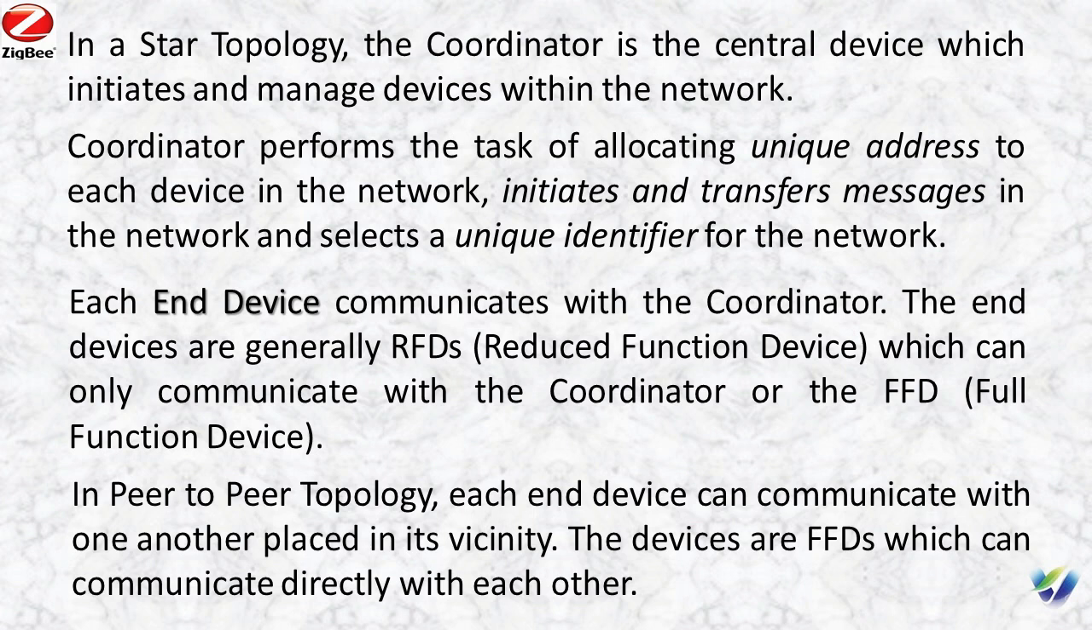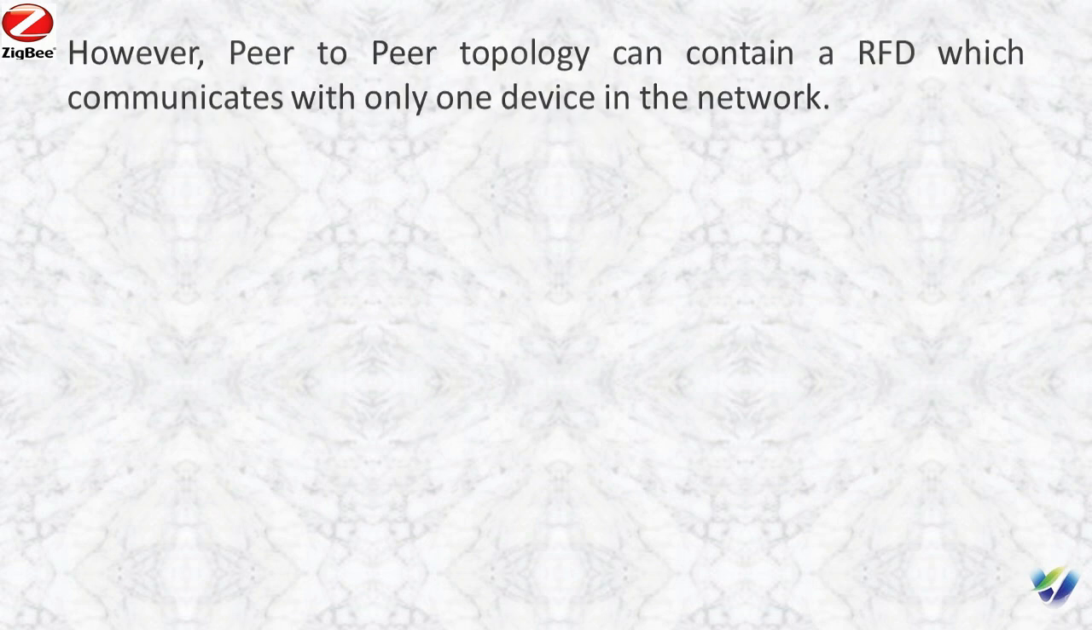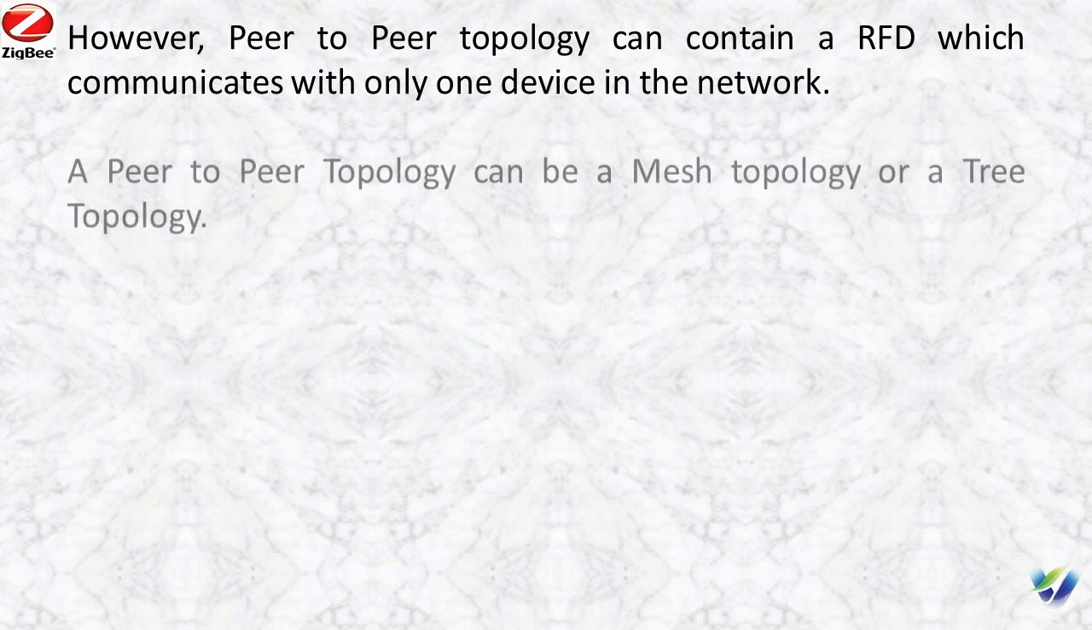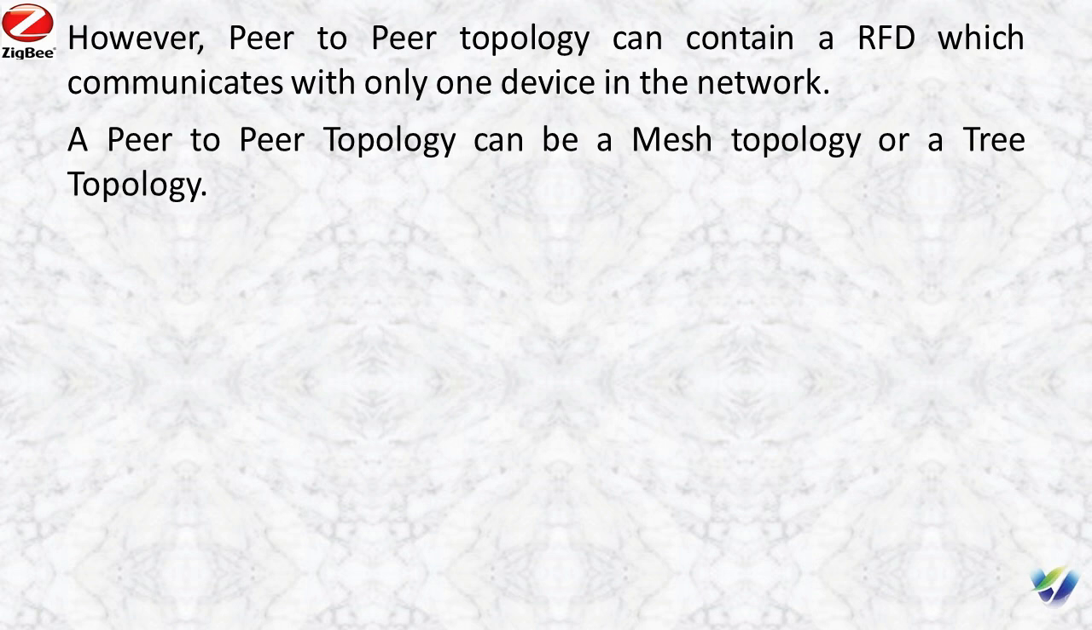In P2P topology, each end device can communicate with one another placed in its vicinity. The devices are FFDs, which can communicate directly with each other. However, P2P topology can contain an RFD which communicates with only one device in the network. A P2P topology can be a mesh topology or a tree topology.